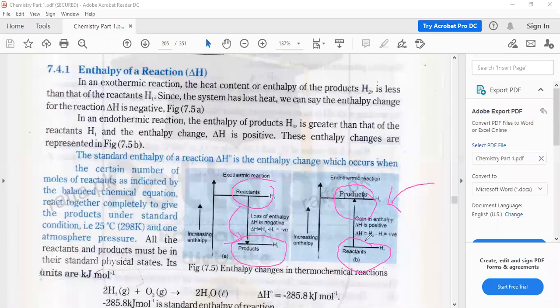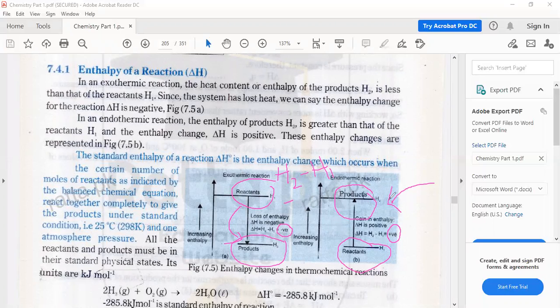Endothermic reaction, the enthalpy change is represented as a positive sign, and in exothermic reaction, enthalpy change is represented as a negative sign, because in endothermic reaction, heat is given to the system, and in exothermic reaction, the heat is released from the system. So if the heat is released from the system, which means H2 is smaller and H1 is higher. So if you minus the smaller value from the bigger value, the answer will be in a minus. That's why exothermic reaction having a negative sign.